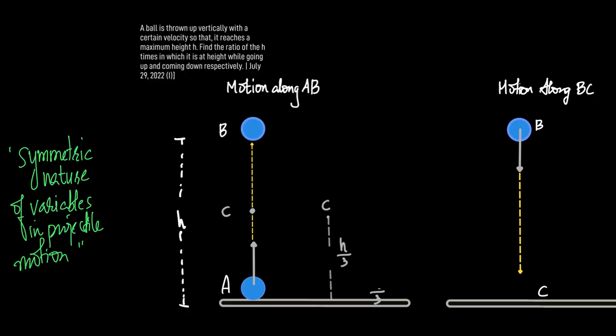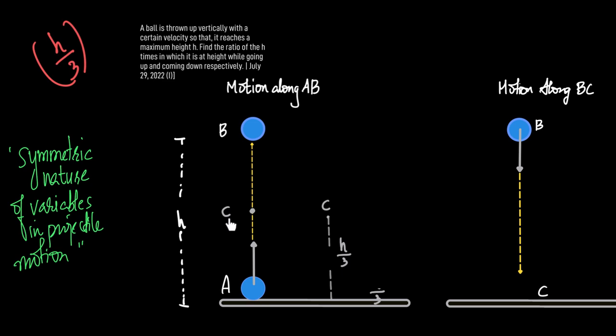Okay, I have not written in all the solutions. Let me just get the correct question. So actually, the question asks: find the ratio of the times in which it is at the same height, h by 3, while going up and down, respectively.